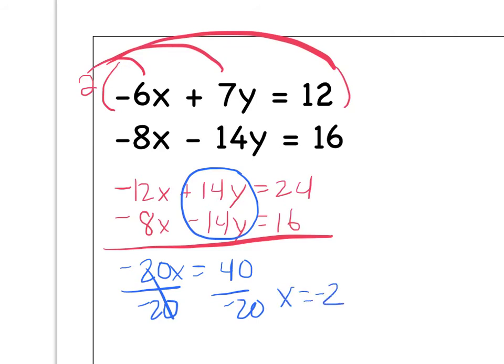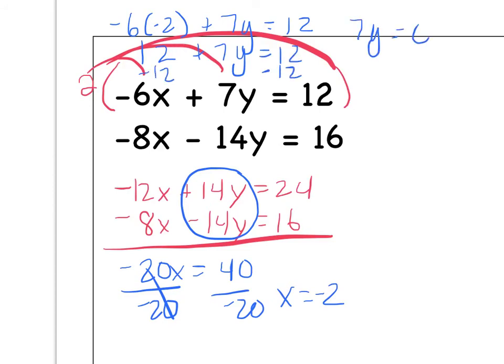So I'm going to plug that back in. Negative 6 times negative 2 plus 7y equals 12. 12 plus 7y equals 12. If we subtract 12 from each side, we've got 7y equaling 0. So in this case, y would equal 0.